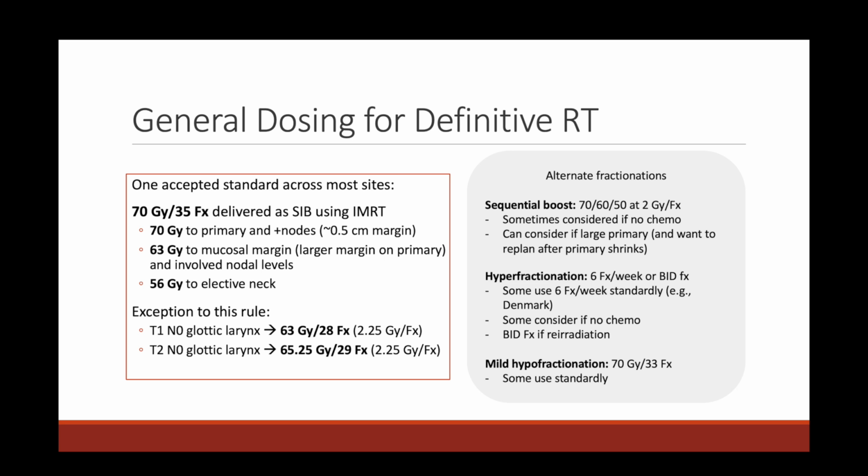So like I said at the beginning, there are a lot of caveats. There are a lot of, I think, variations in practice and how people will actually do things. But I think it's good to be aware of acceptable standards. And again, I think if you were to say 70 gray in 35 fractions, you really would not be faulted for the vast majority of head and neck cancers.